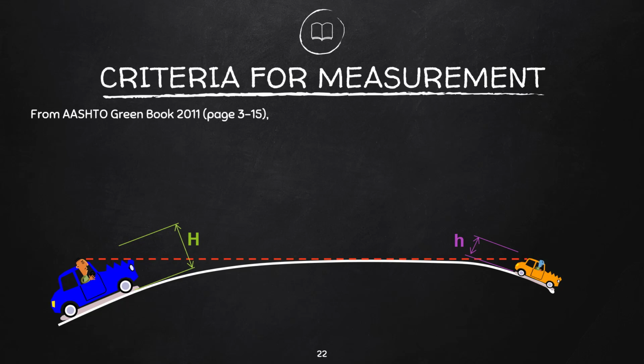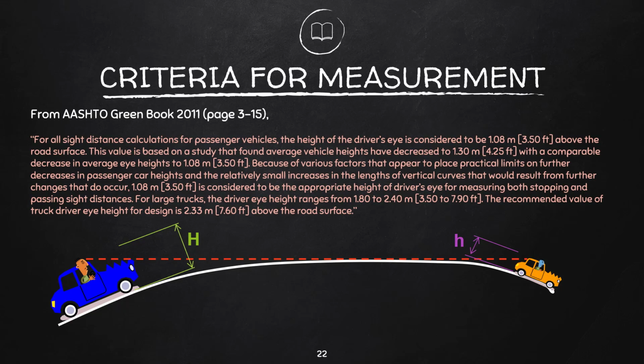So from AASHTO, the Green Book 2011 edition, in chapter 3, page 15: for all sight distance calculations for passenger vehicles, the height of the driver's eye is considered to be 1.08 meters or 3.5 feet. Here, the height of the driver is 3.5 feet above the road surface.